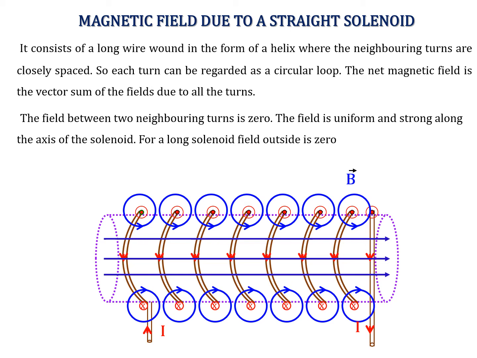To apply Ampere's law, we choose a closed loop PQRS. Let A be the length of the loop, and its breadth can have any arbitrary value. So we have chosen a closed loop PQRS to apply Ampere's law.